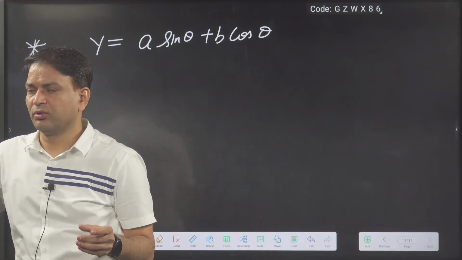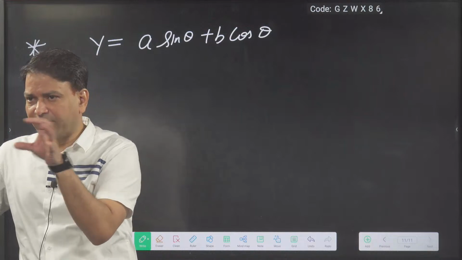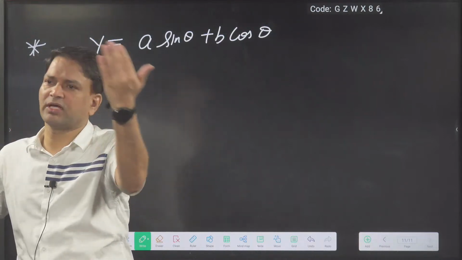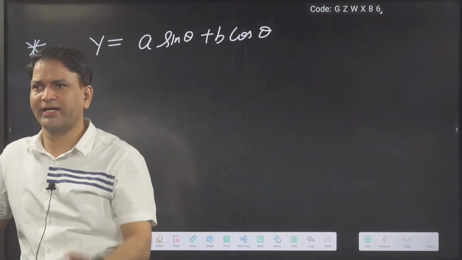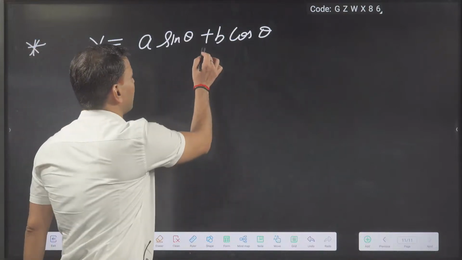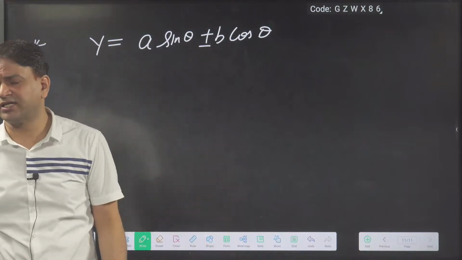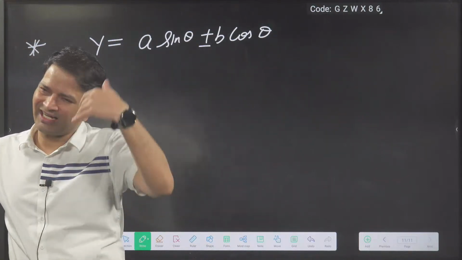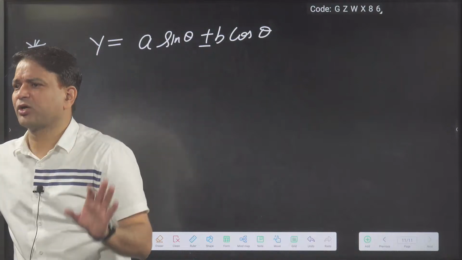I have to find that. What I said: when they are coming together, both will not be 1 and 1. Why? Because if sine theta is 1, then cos theta will be 0. So I cannot say directly both are 1 and 1. Whether they have given plus or minus in between doesn't matter, whether a sine theta plus b cos theta or a sine theta minus b cos theta. I can show it by trigonometry, but that is not required.